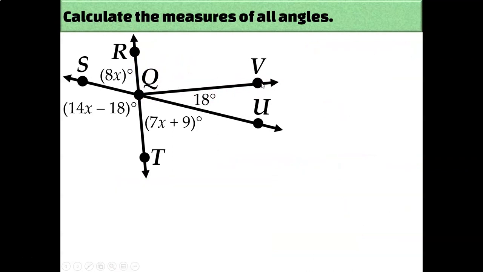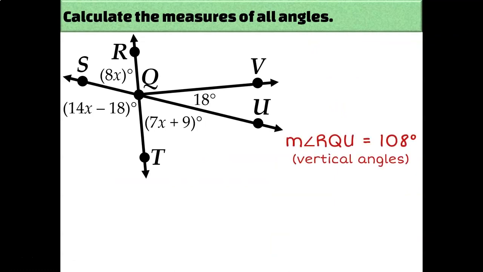Yeah, I think we could. Would you agree that the measure of angle RQU would be 108 degrees as well, right? We just figured out that the measure of angle SQT was 108. And angle RQU forms a vertical angle with angle SQT, so this whole thing would have to be 108 degrees. But I don't want the whole thing. I don't want RQU, I want RQV.